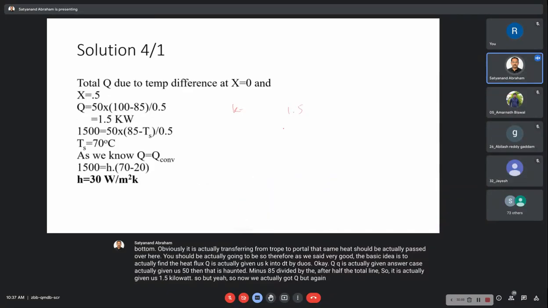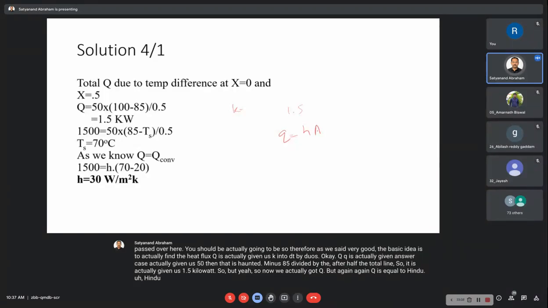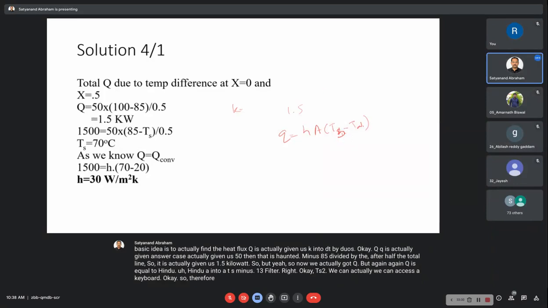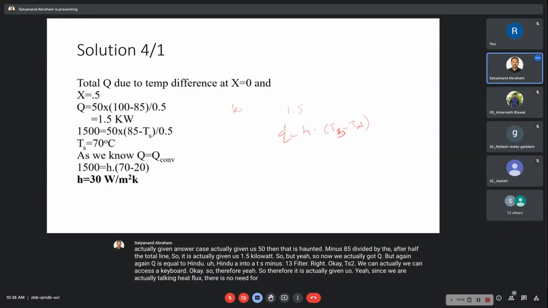But again, Q is equal to H into A into T S minus T infinity, where T S we can say is T bottom. Since we are talking about heat flux, there is no need for area.